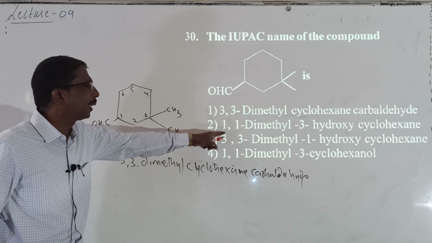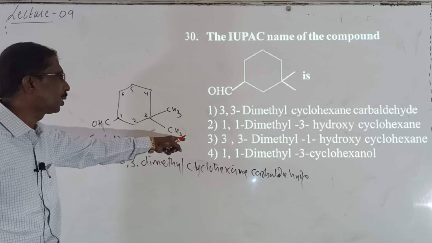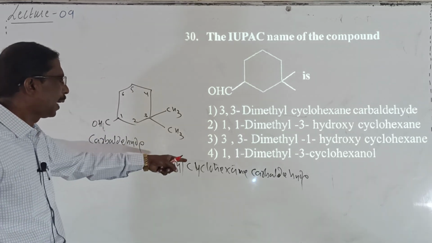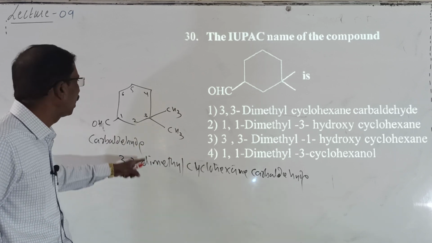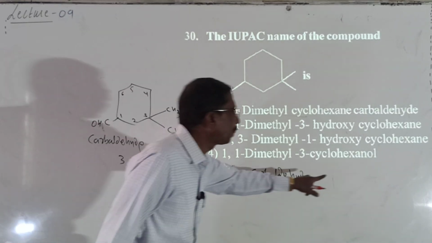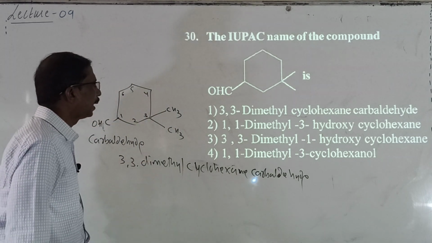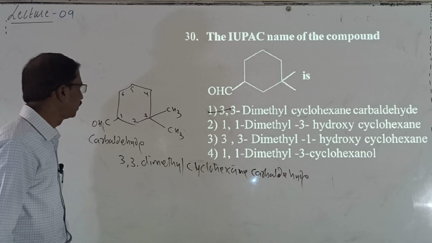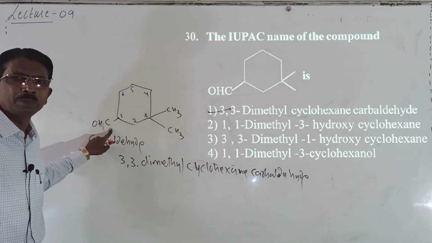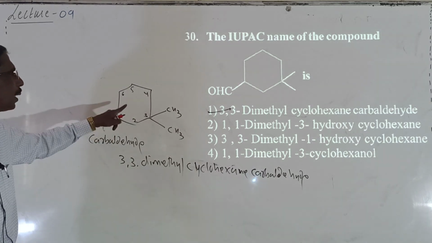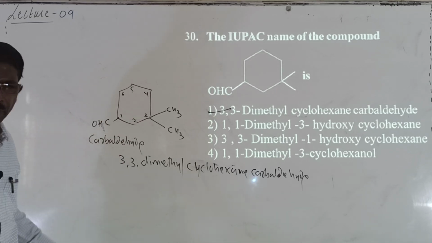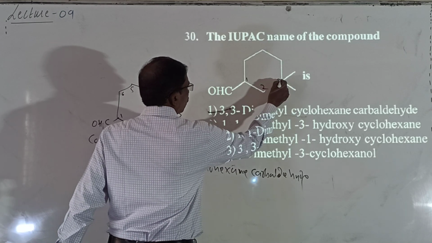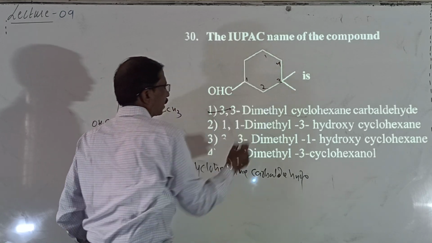So look here, the remaining answers are wrong. 1,1-dimethyl it is not, and 3,3-dimethyl 1-hydroxy group is not there, and 1,1-dimethyl 3-cyclohexanol. So it is nol, and nol means alcohol. The answer is 3,3-dimethylcyclohexane carbaldehyde. So it is the carbaldehyde group. So it is the IUPAC name of this compound. Here I have given how to name the compound. First we have to number here 1, 2, 3, like this 4, 5, 6.